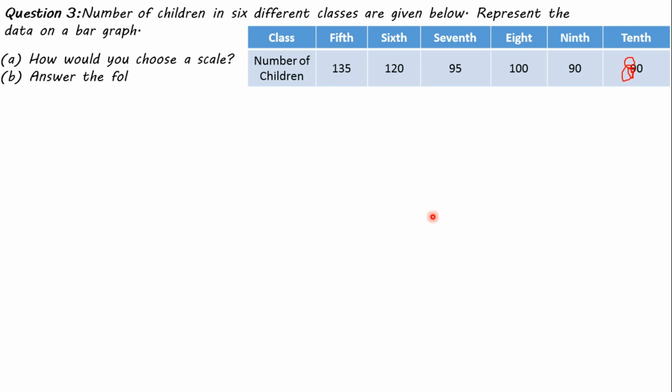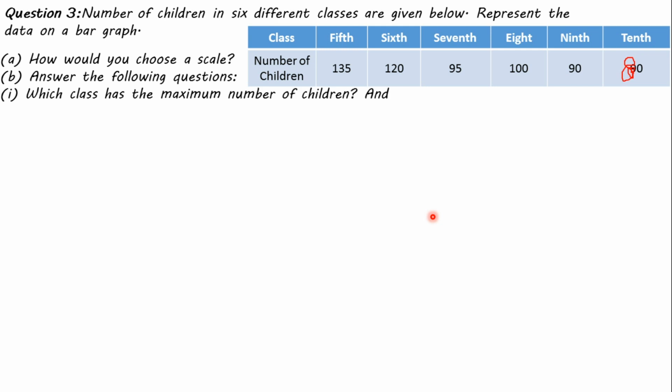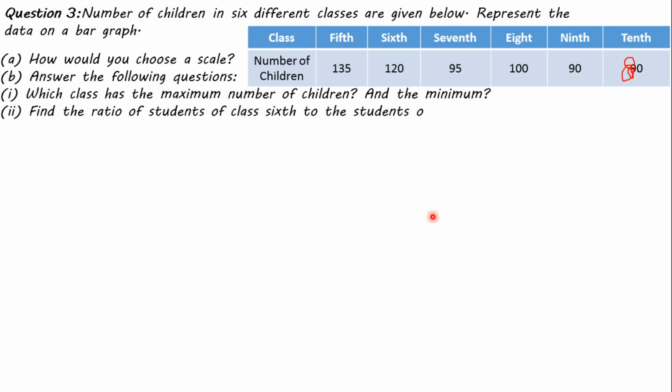and after that you have to solve the following questions. A, how would you choose a scale? B, which class has the maximum number of children and which the minimum? C, find the ratio of the students of class 6 to class 8.